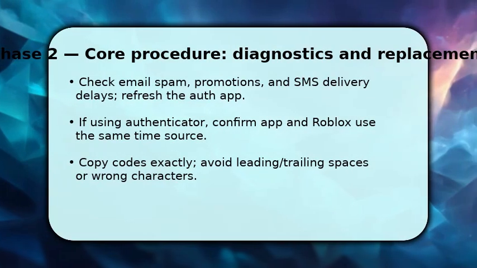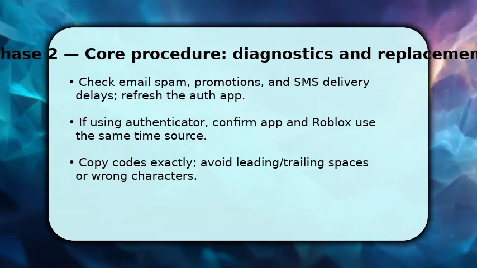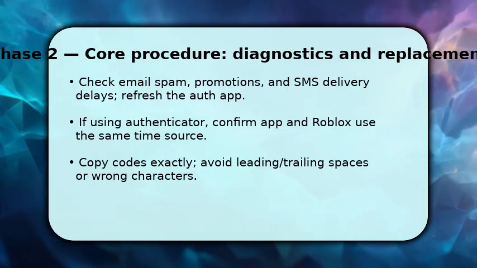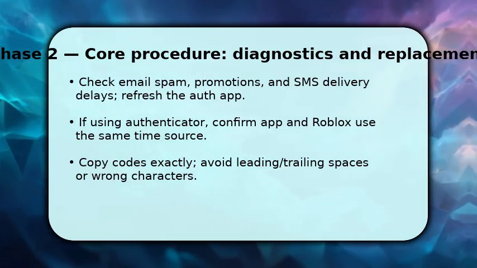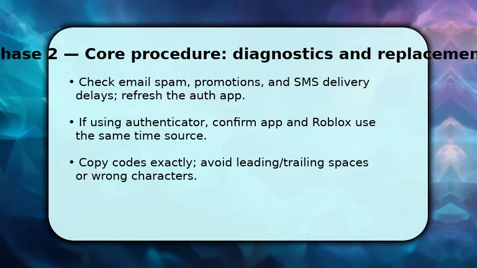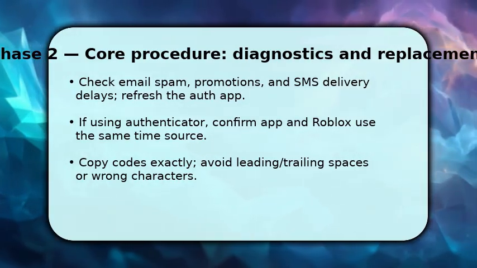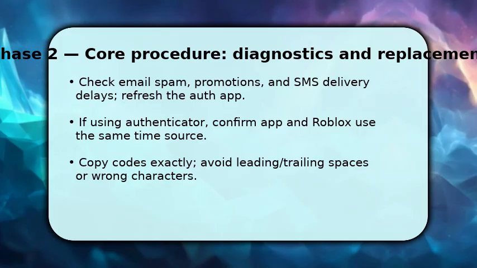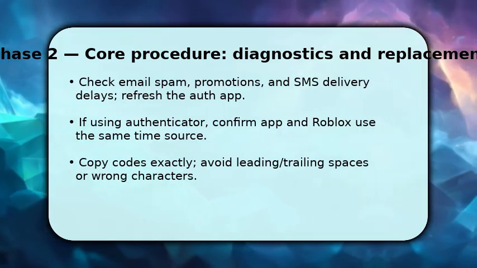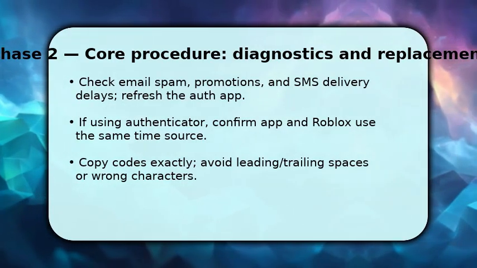Once the code has been requested, go directly to the delivery channel and retrieve it. You should check spam folders and any SMS queues and refresh your Authenticator app to show the current token. Make sure the code matches exactly. Once you paste, verify there are no extra spaces or zeros mistaken for O letters.